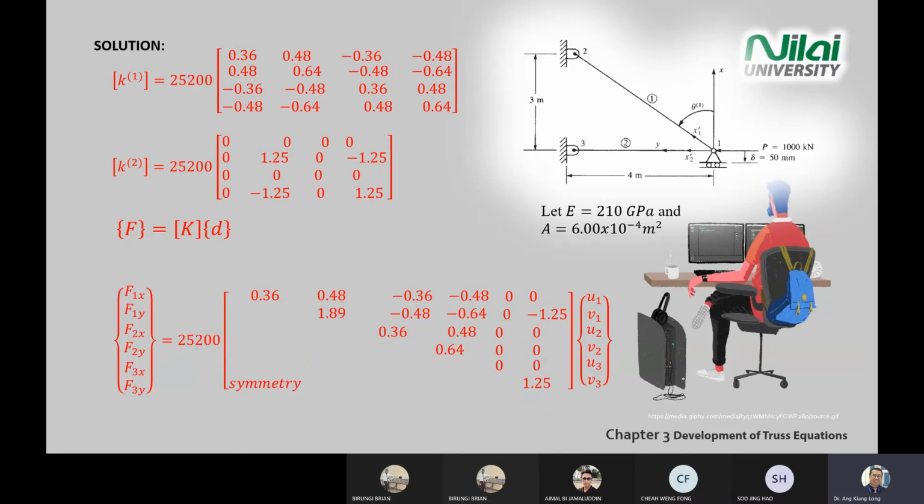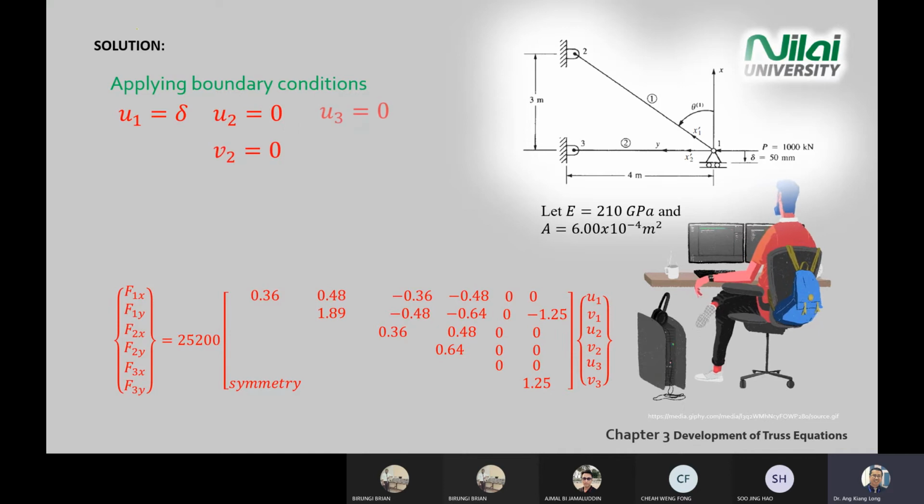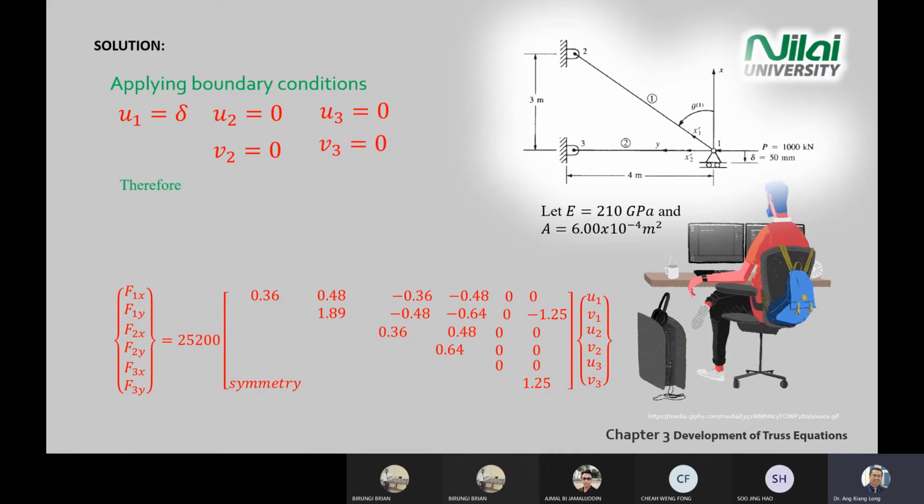You just solve the unknown by calling the boundary condition. So the boundary condition we already discussed: U1 equal to delta, which is 50 mm. Remember to change it to meter. U2 is 0, V2 is 0, U3 is 0, V3 is 0, and so on. So we can go to the general matrix here, F equal to KD, and we replace all the numbers in the matrix. And those with 0, we can temporarily close with your hand or with your ruler.